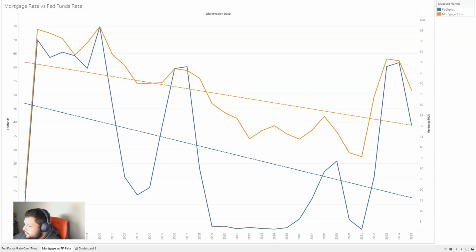And I just want to further illustrate the point that mortgage rates do not move as sharply and as dramatically as the Fed funds rate. And all you have to do is look at this linear trend line, and you'll see the slope is minus 0.9 for mortgage, and for Fed funds, it's minus 1.1.